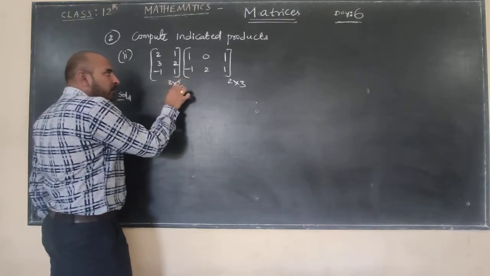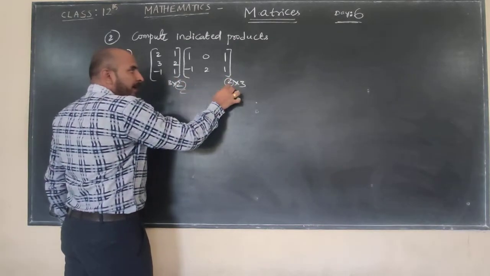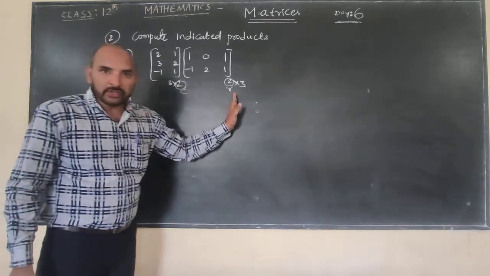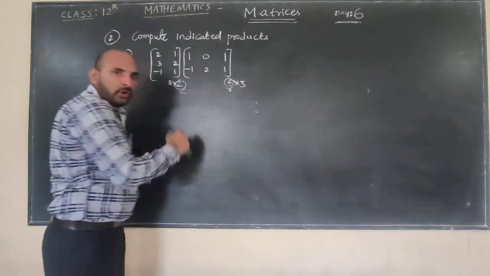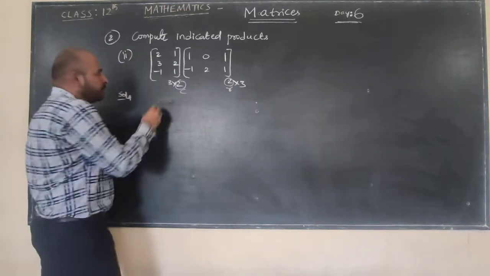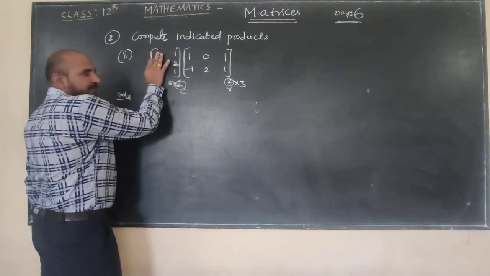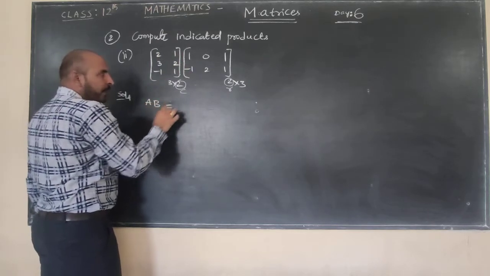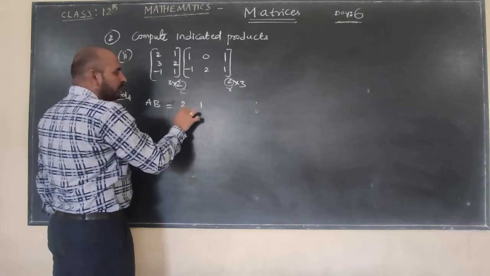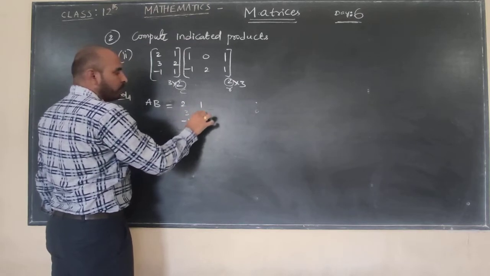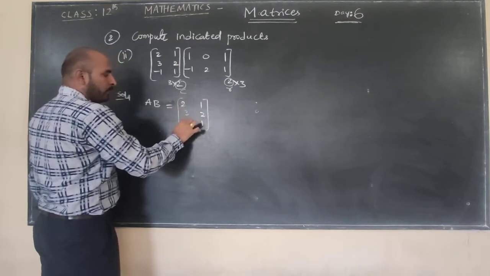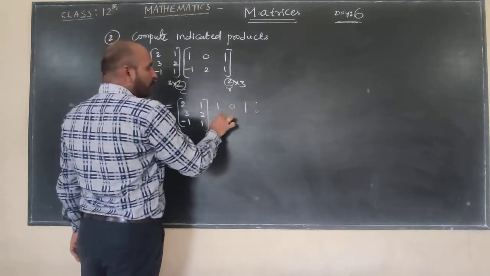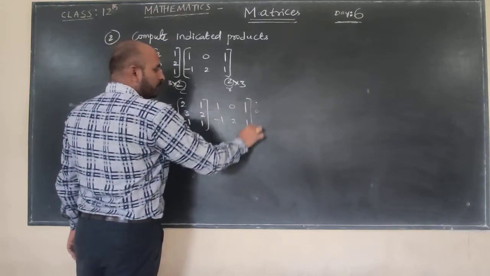Here, first matrix columns and second matrix rows are equal. First matrix columns, second matrix rows are equal. Then the resultant matrix order is 3 cross 3. So let us take this is capital A matrix, this is capital B matrix. Now find out AB is equal to 2, 1, 3, 2, minus 1, 1, minus 1, 1, and the second matrix 1, 0, 1, minus 1, 2, 1.